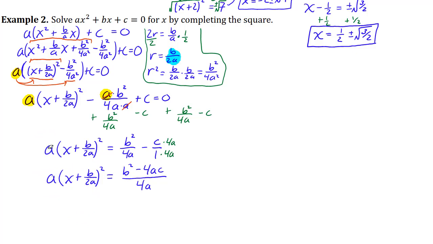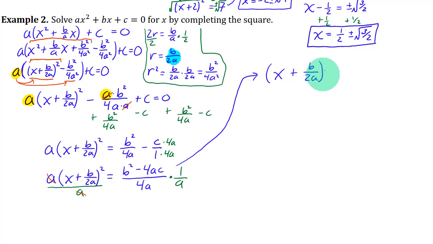Okay, so now I want to cancel out this a, so I'm going to divide both sides by a to cancel that out. And dividing by a is the same as multiplying by 1 over a. So this is going to give you just, I'll write it over here. We've got some more room. X plus b over 2a quantity squared equals b squared minus 4ac divided by 4a squared.